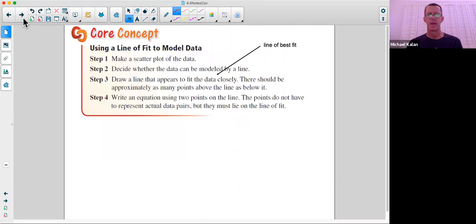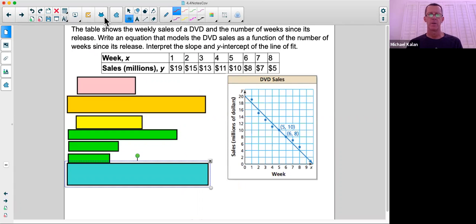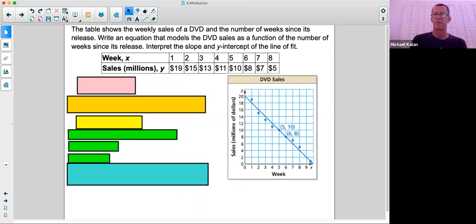Okay. All right, so here we have a problem where it shows the weekly sales of a DVD and the number of weeks since its release, okay? Write an equation that models the DVD sales as a function of the number of weeks since its release, okay? Interpret the slope and y-intercept of the line of fit, excuse me. Okay, so here we go, right? We've got the points plotted. We did that. That was step 1. Then we drew our line of best fit. Notice how there's points on both sides, approximately the same number. And now we need to write an equation that models this, right?